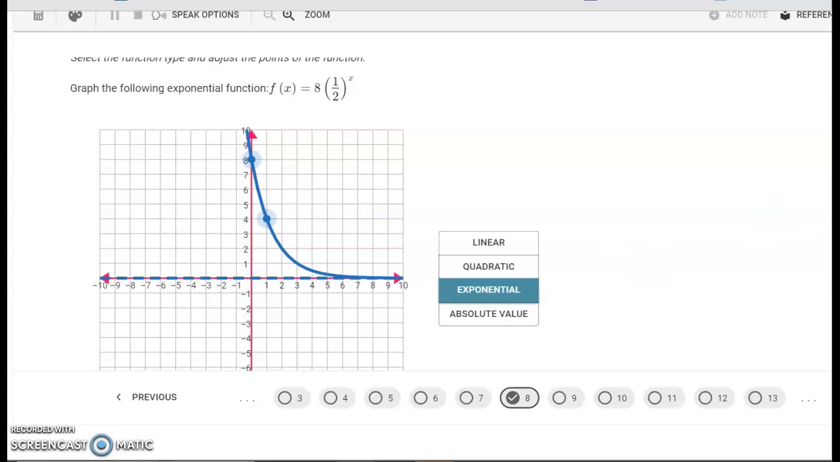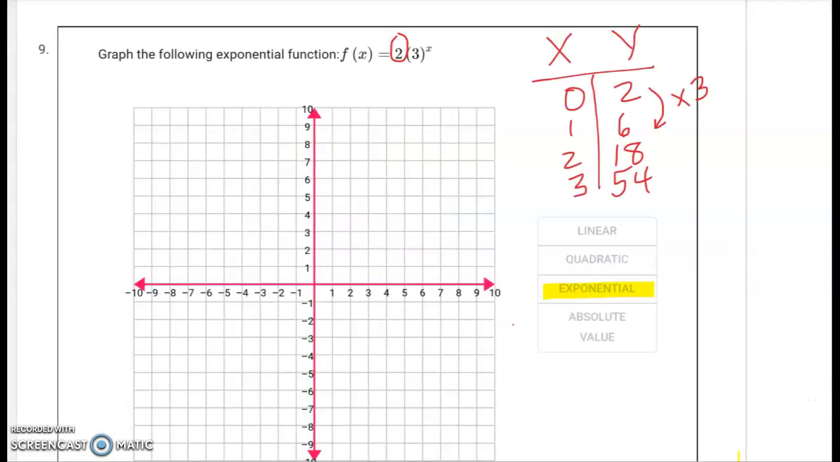And questions 9 and 10 are also like this, where you're graphing. So try 9 and 10, and then I will show you the correct answers. Okay guys, so once again, I created a table. I started with 0, 2, which was the y-intercept. And then I kept multiplying that 2 by 3 to get the next number. 2 times 3 is 6. 6 times 3 is 18. 18 times 3 is 54 to get my other points.